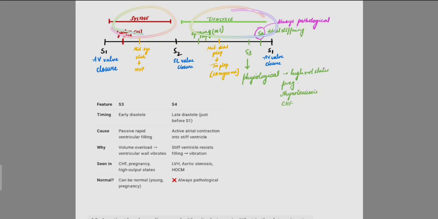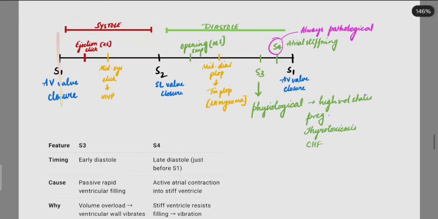So this is diastole and this is systole. I'm really sorry for the confusion. So this is systole and diastole. You have the AV valve closure here, you have the semilunar valve closure, that is S2, and then you have the S1 AV valve closure, in between you have diastole and you have systole. Now how to remember this? In between S1 and S2 you have an ejection click.